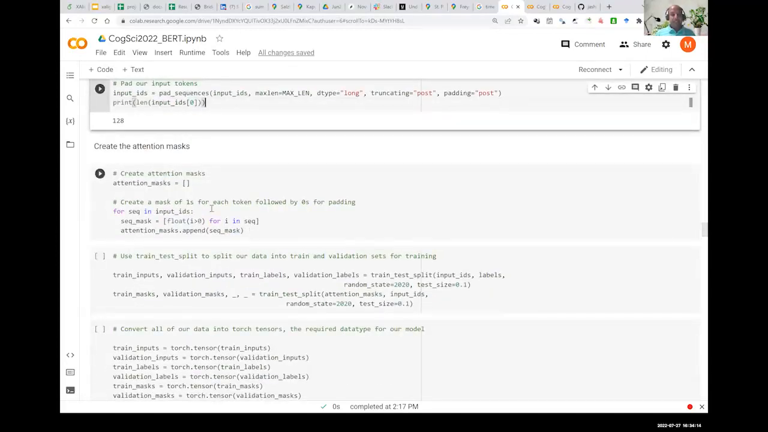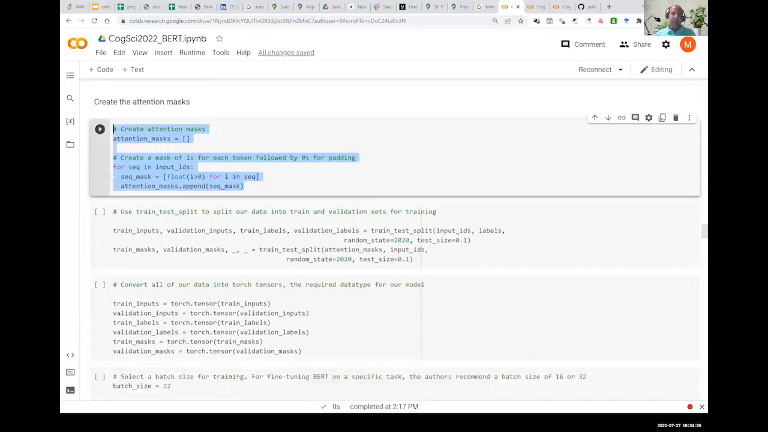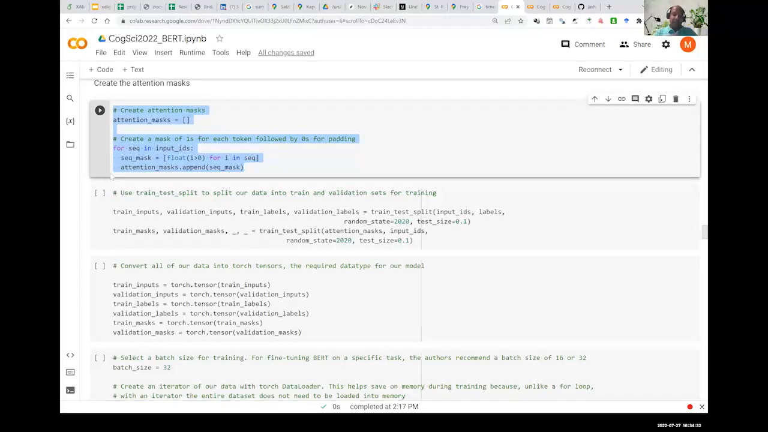We are also creating attention masks. These attention masks are more meaningful for the decoding part and not really for the deep learning based encoding part. But we have created them nevertheless because they are required as part of the input to be supplied to a BERT model.